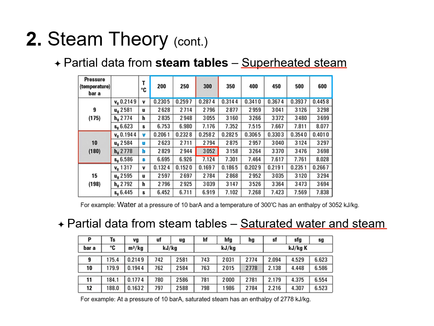At a pressure of 9 bar absolute, its boiling point is 175.4 degrees Celsius. When the pressure increases to 12 bar absolute, its boiling point rises to 188 degrees Celsius.